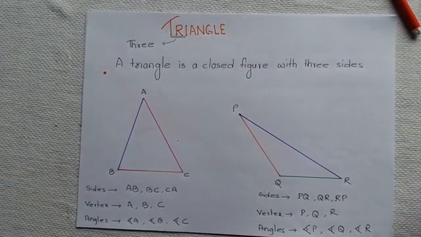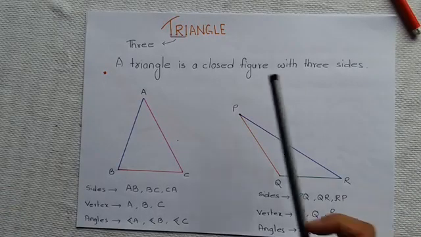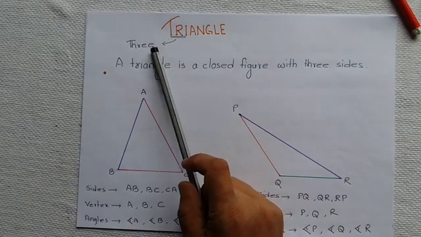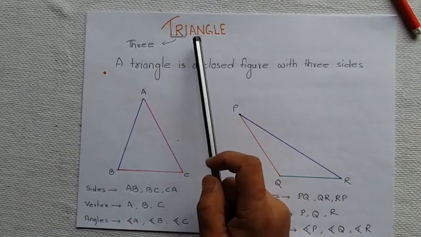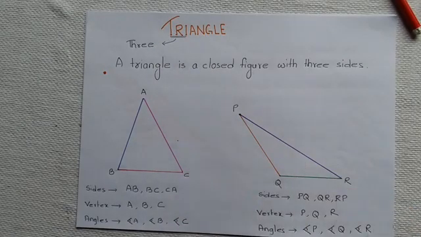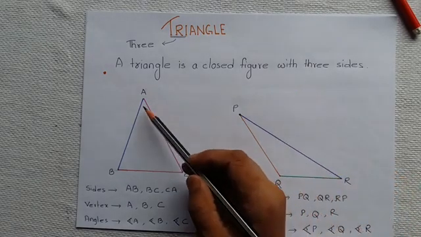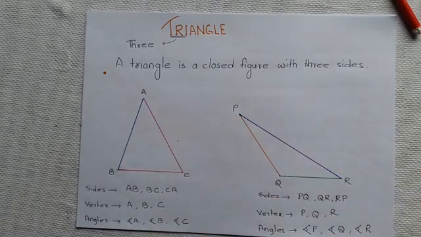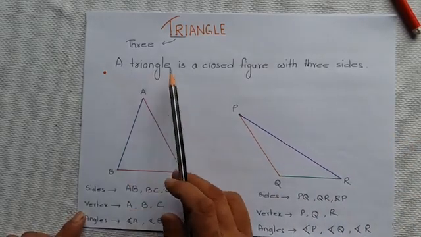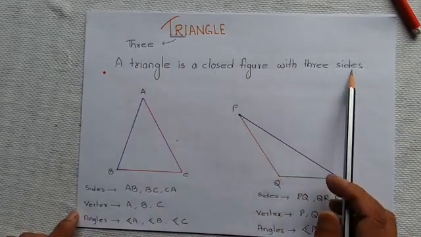Here we have a triangle. Let's take a look at the definition of triangle. Okay, the word triangle, tri means three, angle, we have three angles in a triangle, so it is called a triangle. Triangle is a closed figure with three sides, and it has three angles, interior angles. A triangle is a closed figure with three sides.